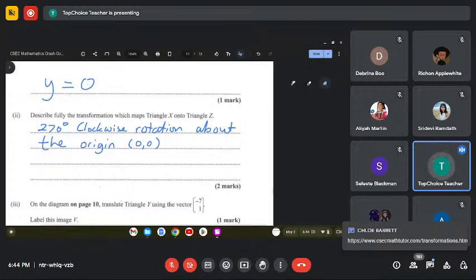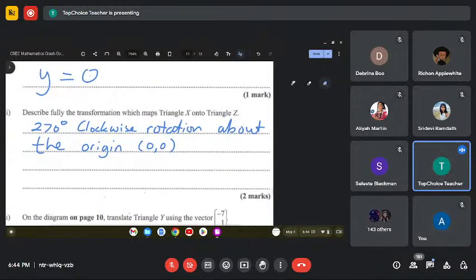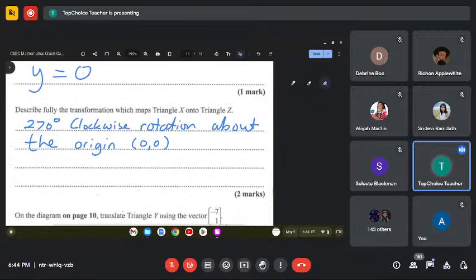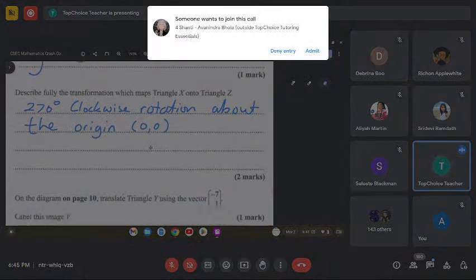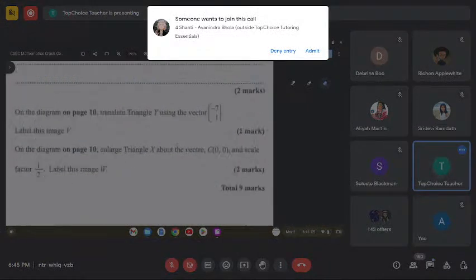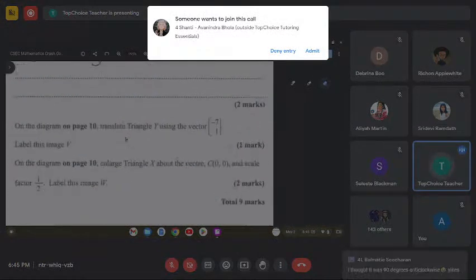So we went into the angle of the rotation, the direction being clockwise or anti-clockwise. We also talked about the center of rotation as well. So that's it for this one. This is 2 marks. It doesn't require you to put too much effort into it. Right, so let's move on to the next 2 last parts of this question now.